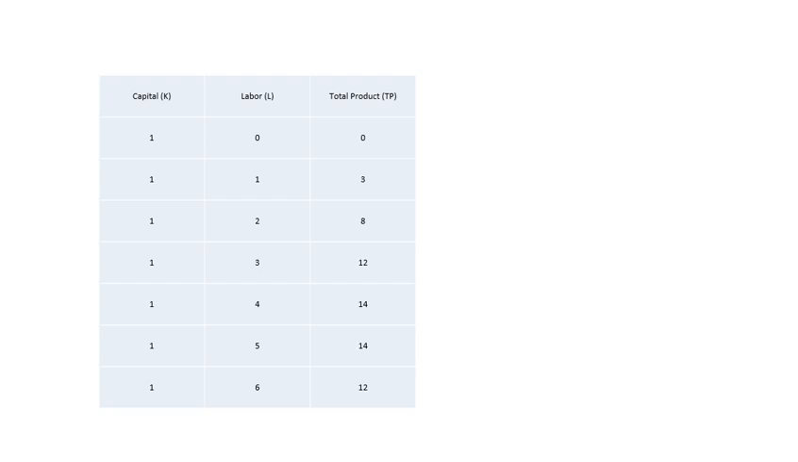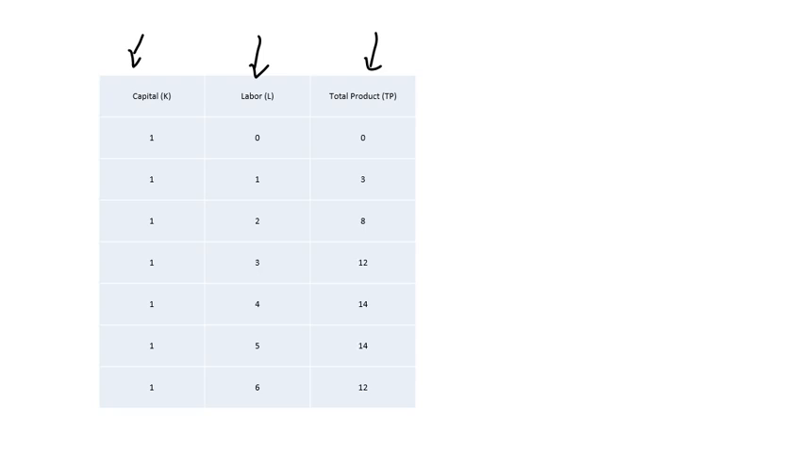So now let's illustrate this with an example. Now imagine that you have a workshop equipped with one machine. You have one machine and it is fixed in the short run. You cannot change the number of machines in the short run. And then the workshop can vary its output by changing the number of workers it employs. Here the labor, and here the total product.